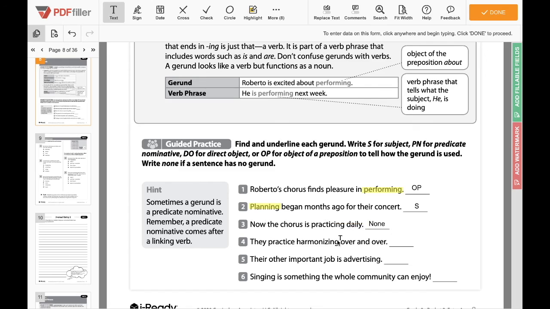So number 4 says they practice harmonizing over and over. So what is our ing verb here? Well, it would have to be harmonizing. Now, is it a gerund phrase? It's saying they practice. So we know practice is our verb here.